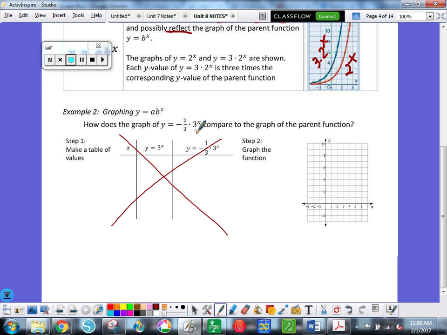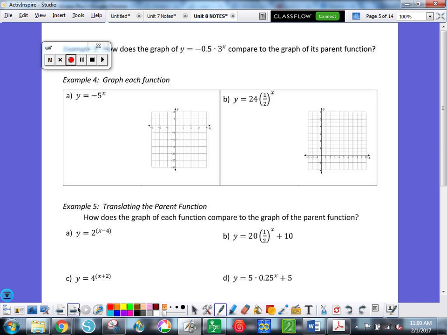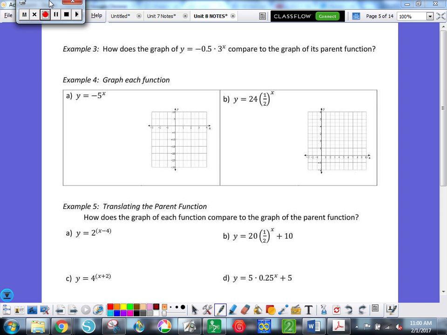Hold on, give me 1 second. Come on. I don't want to do that one first. Can you flip the page? Can you look at example 4? Yeah, no, let's look at example 3 first.